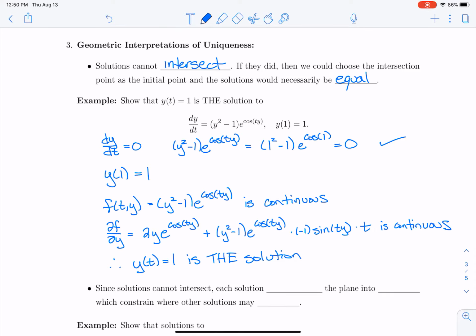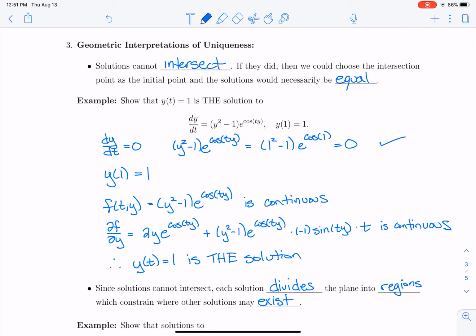Now, another consequence of uniqueness is that since solutions cannot intersect, we can say each solution actually is going to divide the plane into regions. And those regions are going to constrain where other solutions may exist. This is best going to be demonstrated with an example.